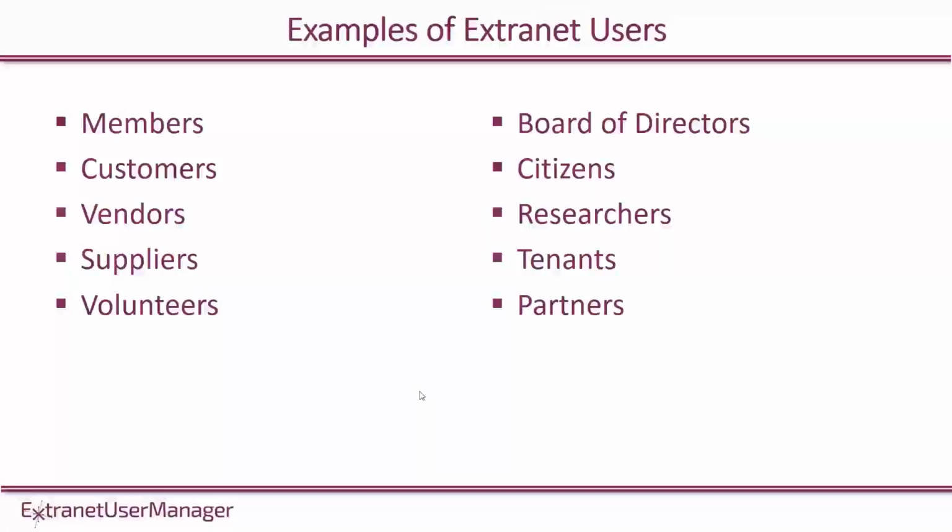So what are some examples of extranet users? Well, they could be members if you're, say, a not-for-profit organization. They could be customers or vendors or suppliers. It could be volunteers. Maybe you're a charitable organization. Board of directors, either for a private or a public organization. Citizens from a government point of view, researchers, tenants, partners. There's lots of different examples. And really, extranets apply to any type of organization and have a lot of value across all of those.